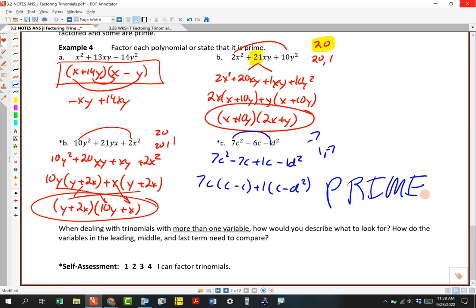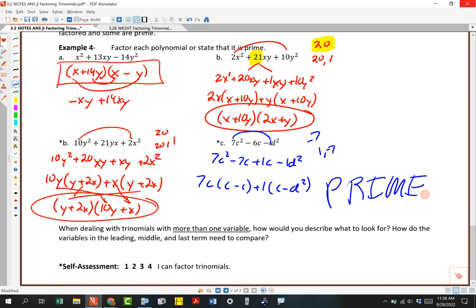Got some hands up. Don't let somebody else do all the thinking and learning for you. Here's what it is. When dealing with trinomials with more than one variable, how would you describe what to look for? What do you look for in the variables in the leading, middle, and last term? How do they have to compare? Because we got 3 examples, and one that's jacked up that doesn't work. So how would you describe to somebody what we're looking for? Why do those three work and why does that last one not?